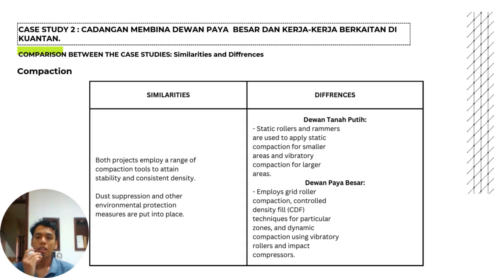Lastly, compaction. The similarities: both projects employ a range of compaction tools to attain stability and consistent density. Then, dust suppression and other environmental protection measures are put into place. Differences: for Tanah Putih, static rollers and runners are used to apply static compaction for smaller areas and laboratory compaction for larger areas. Then, for Paya Besar, we employ grid roller compaction, the controlled density fill, which is the CDF technique, for particular zones, and dynamic compaction using vibratory rollers and impact compactors.